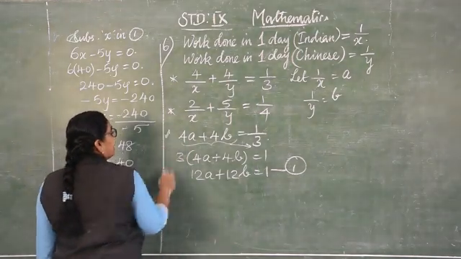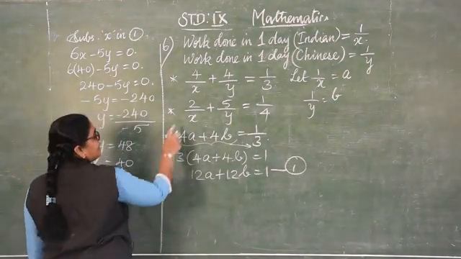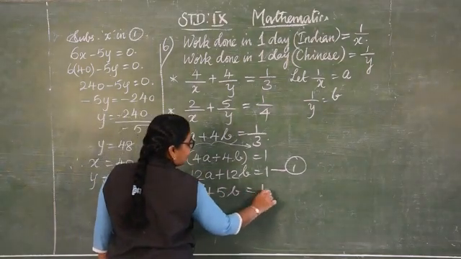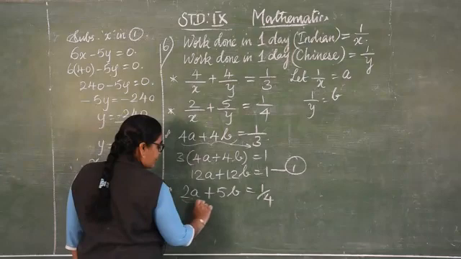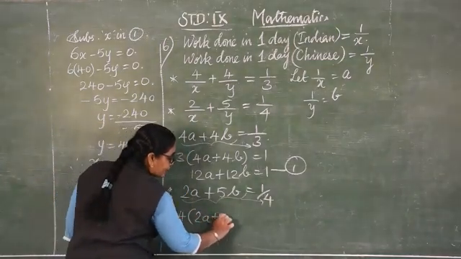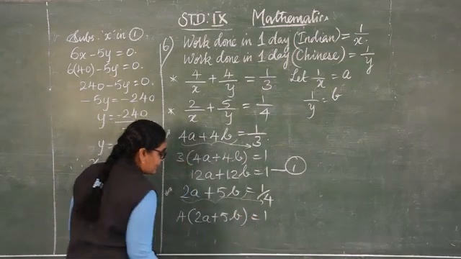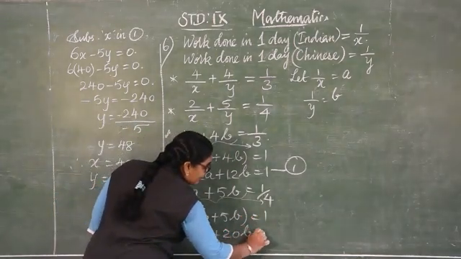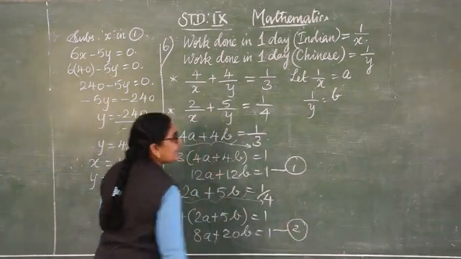Now your second equation we are considering now. So 2a plus 5b is equal to 1 by 4. So cross multiply with 4. 4 into 2a plus 5b is equal to 1. 4 2s are 8a plus 20b is equal to 1. This is your second equation.